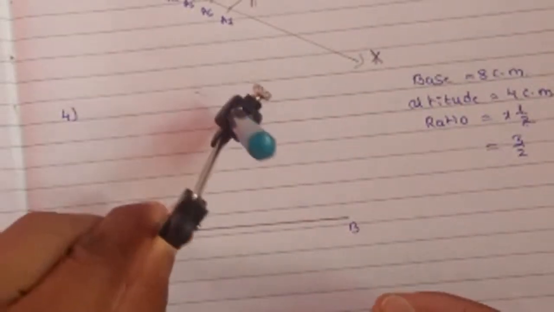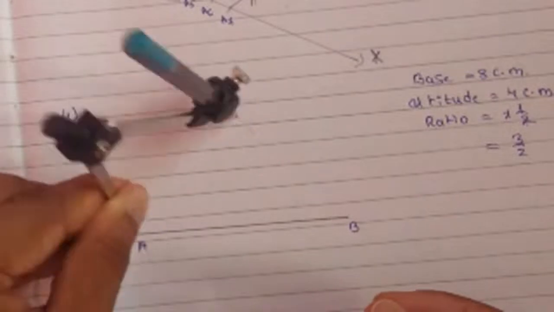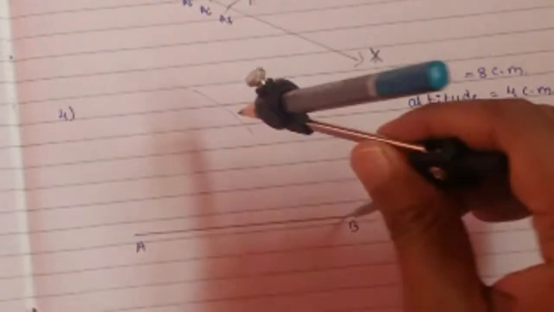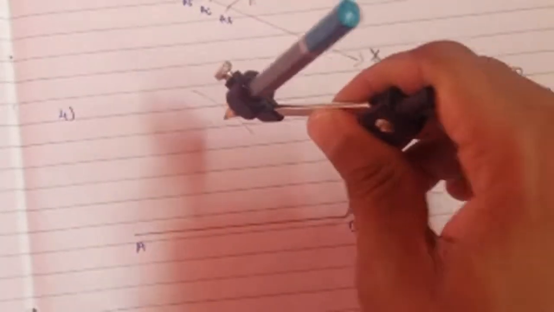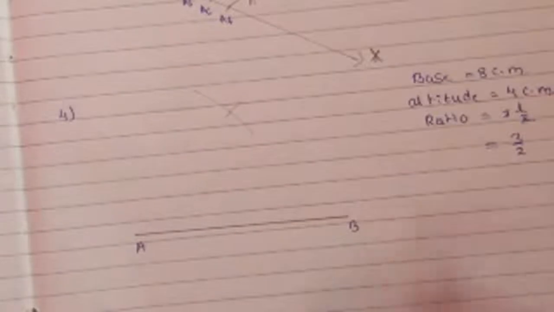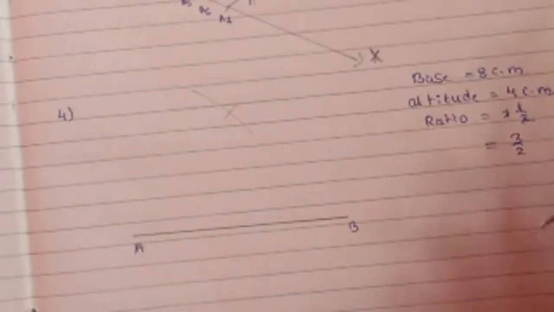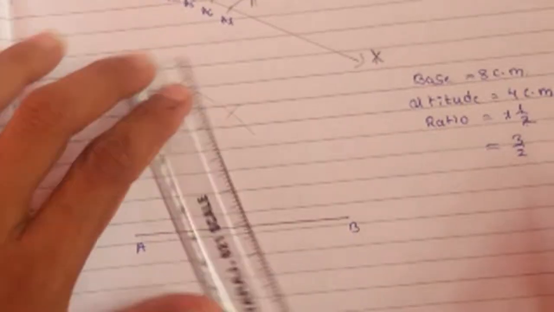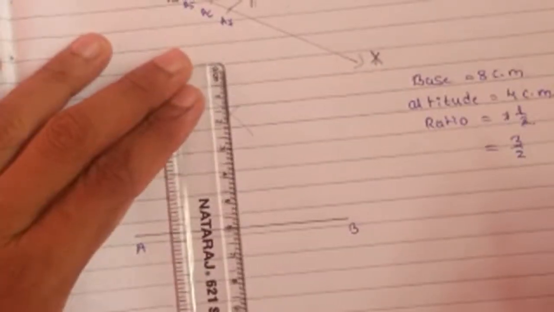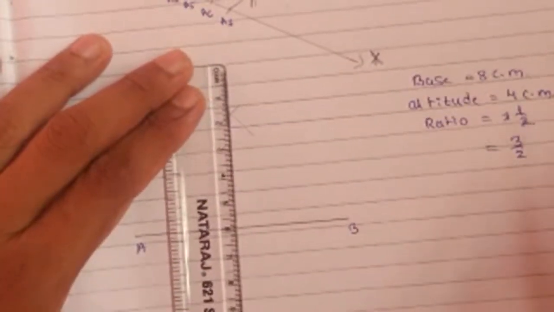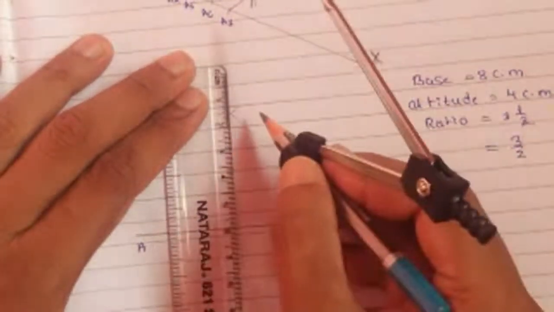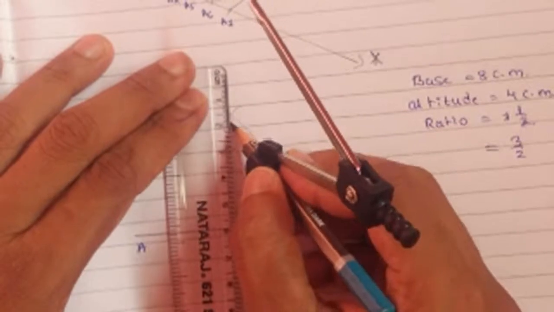From point A I have to draw one arc here, and similarly from point B. Same length, greater than half, I have to cut the initial arc, and then we have to join these 2 points. So I will join the 2 points with the help of dotted lines.